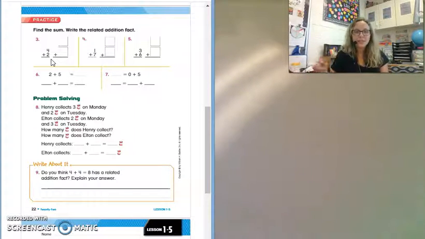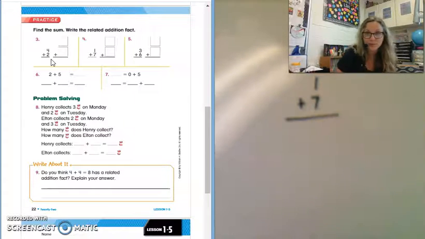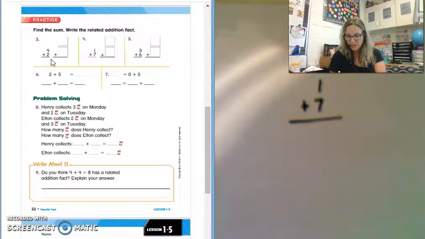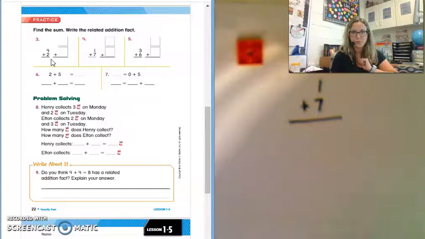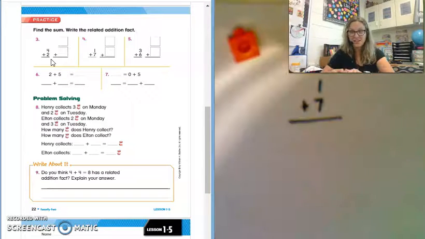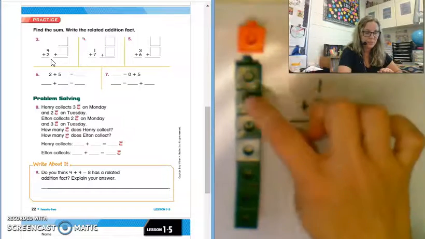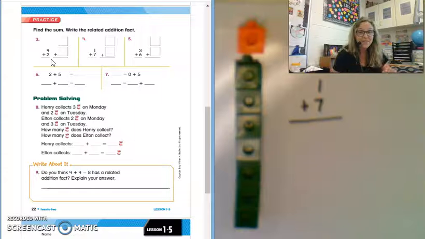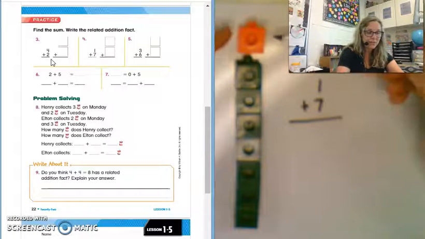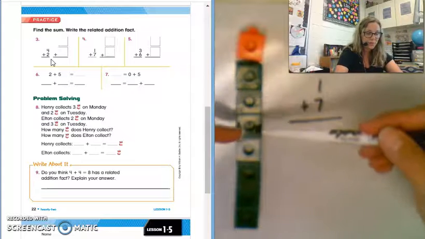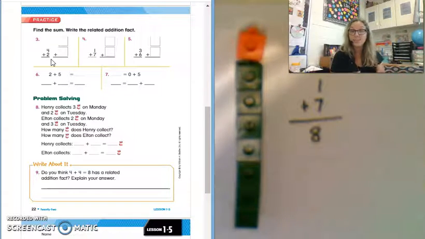All right, let's look at number 4. Number 4 says 1 plus 7 equals some number. So I'm going to start with 1 orange. Okay, so here's 1 orange cube. And then I will do 7 green cubes. Let's get them on here so you can see them. 1, 2, 3, 4, 5, 6, 7 green. Now, 1 orange, 7 green. If I were to count these all together, that's 1, 2, 3, 4, 5, 6, 7, 8. So my sum, or my total, is 8.